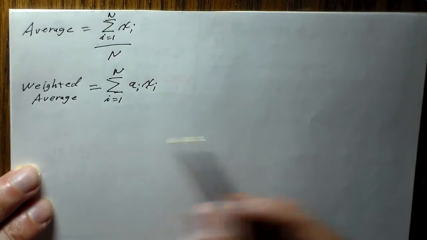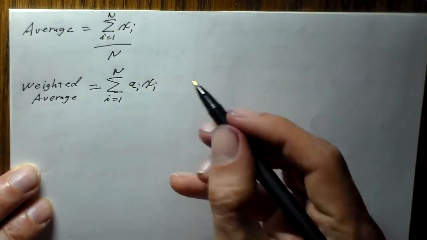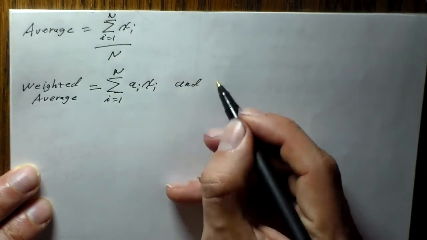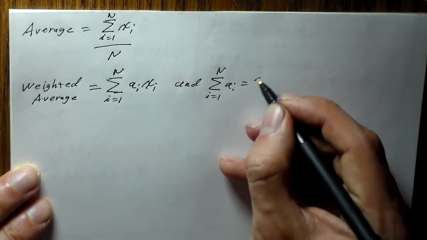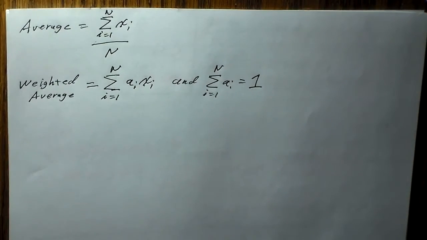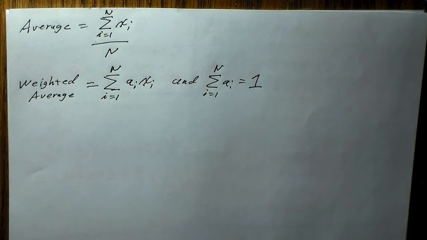So how we know that we actually did this right, we have a second thing we also have to work out here, is that if we sum up all of our weighting coefficients, this is going to be equal to 1. That's a constraint we have on our weighting coefficients, that they all have to add up to be exactly 1.